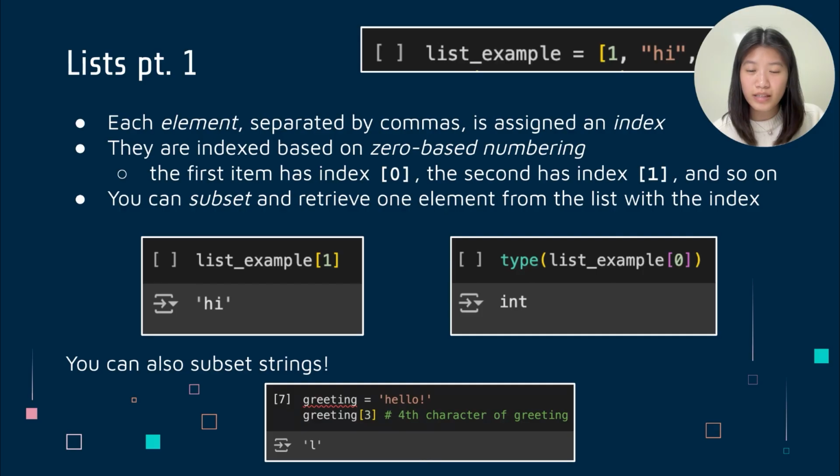So as an example, let's say I created a string named greeting and I set it equal to the string "hello!" When I try to subset greeting using the square bracket notation, it's going to subset just how we thought it would. So when we do greeting[3], it's going to give us the 4th character of greeting, and that's going to be the character l, and that's what it'll return.